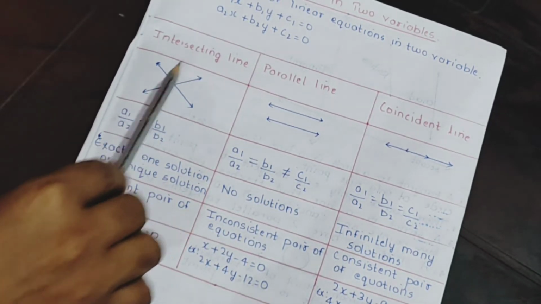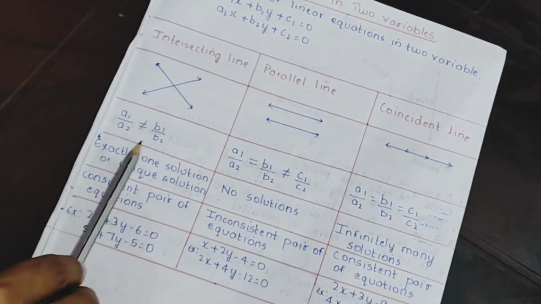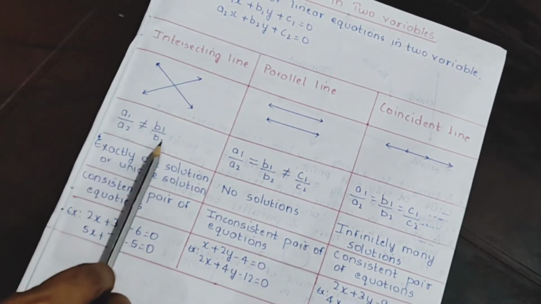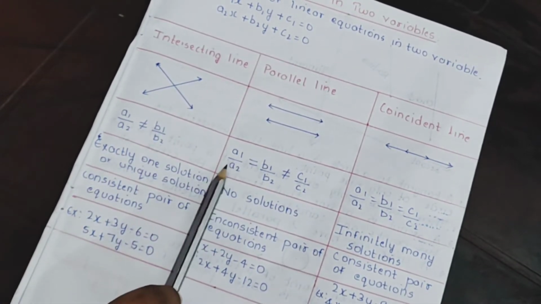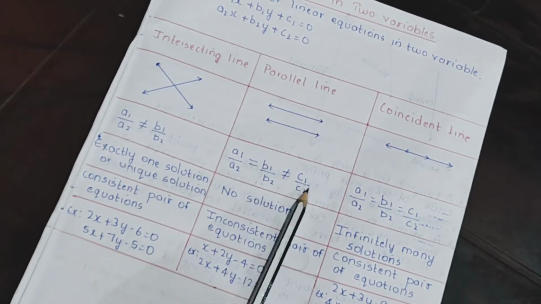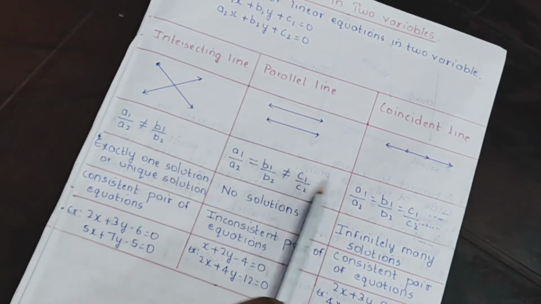Okay, see here: intersecting lines, parallel lines, coincident lines. Next, these are the ratios. In intersecting lines, all the ratios are different, they are unequal. In parallel lines, the ratio of the coefficients of A and B are the same, but it is not equal to the ratio of the C terms. And in coincident lines, all are equal. Okay, these three you should remember.